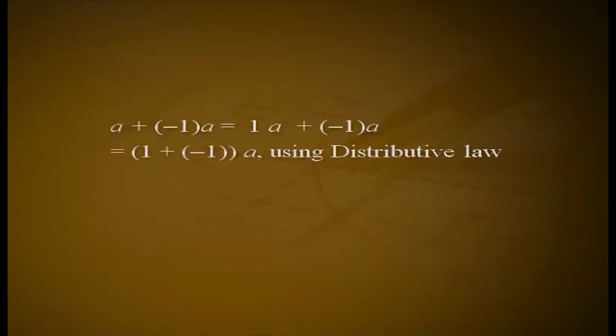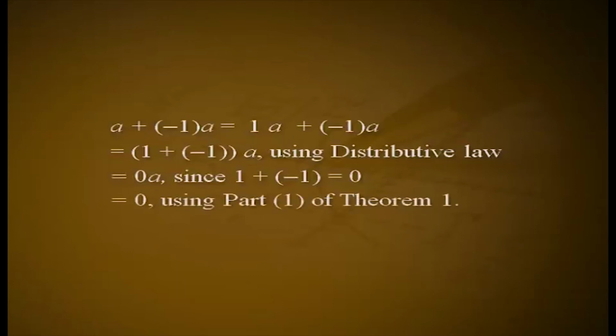Theorem 3: if R is a ring with the unit element 1, then for any a, b belongs to R, (1) (-1)a = -a, (2) (-1)(-1) = 1. Proof: suppose R is a ring with the unit element 1, then -1, being the additive inverse of 1, also is an element in R. 1a + (-1)a = 1a + (-1)a, which is equal to (1 + (-1))a using the distributive law, which is equal to 0a since 1 + (-1) = 0, which is equal to 0 using part 1 of Theorem 1.